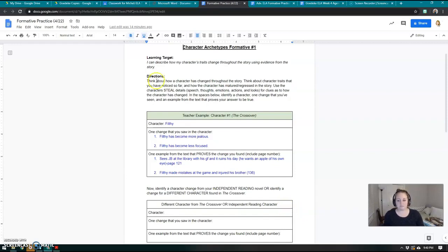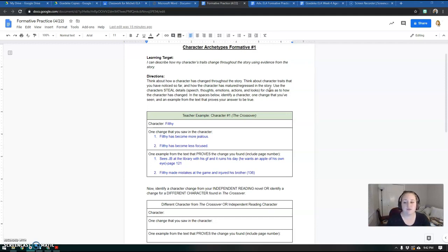Here are your directions: think about how a character has changed throughout the story. Think about the character traits that you've noticed so far and how the character has matured or regressed. Sorry, my video paused there for a second. As I was saying, how a character has matured or regressed. Regressed is like the opposite of mature, like going backwards from their goal or getting worse.